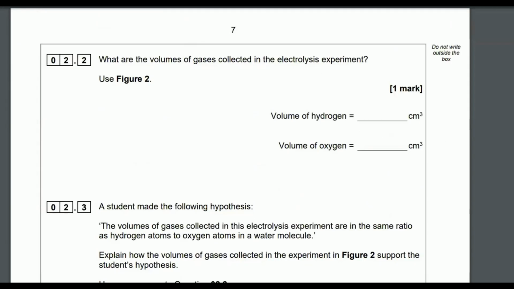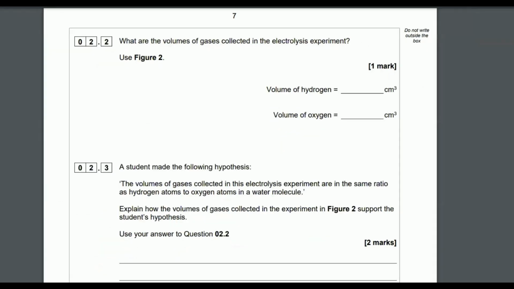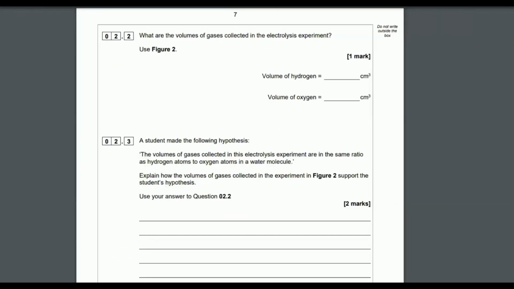Hold on. I want to shrink this down a bit, otherwise I'm not going to be able to read the next question. Okay, so the hydrogen was 30 and the oxygen was 15. Now let's go down, and that gets us just 1 mark because they're stingy. Now let's go down here.